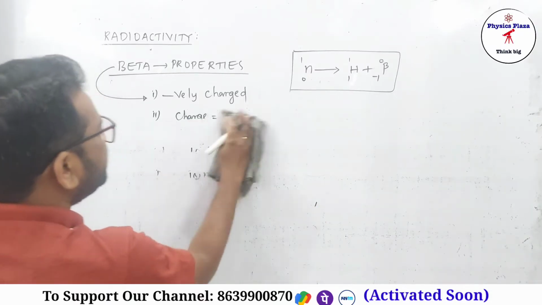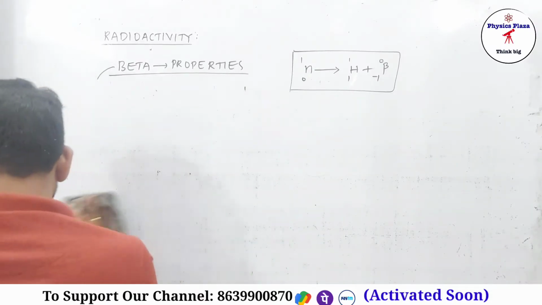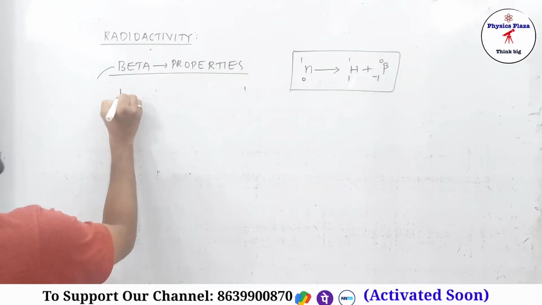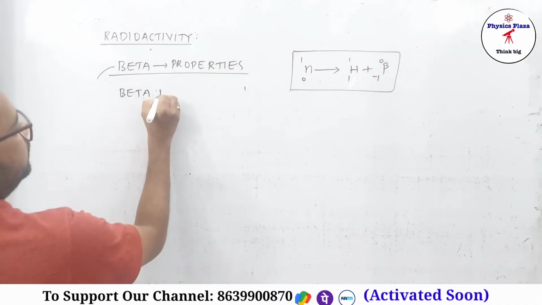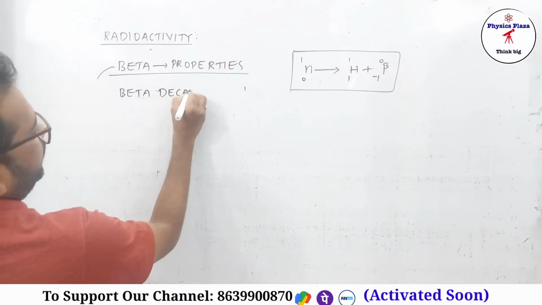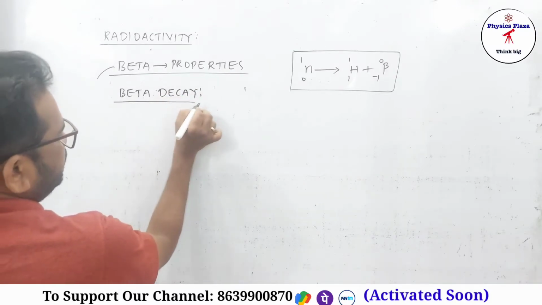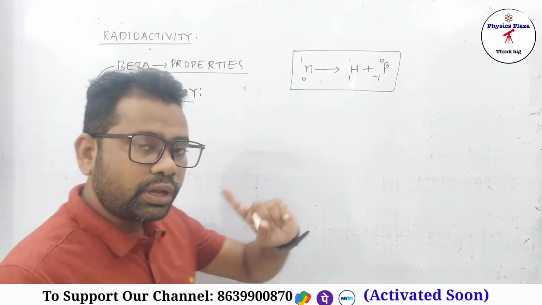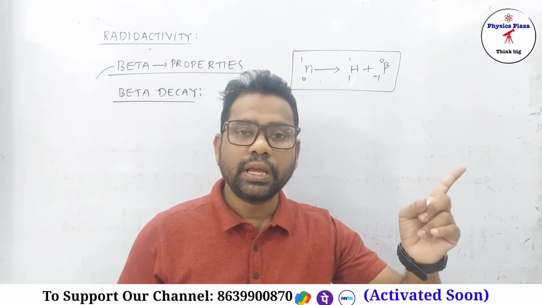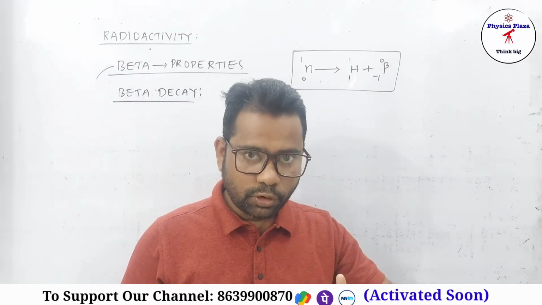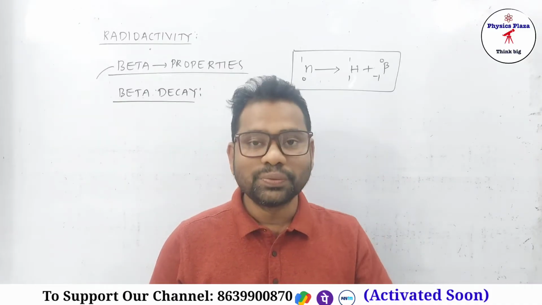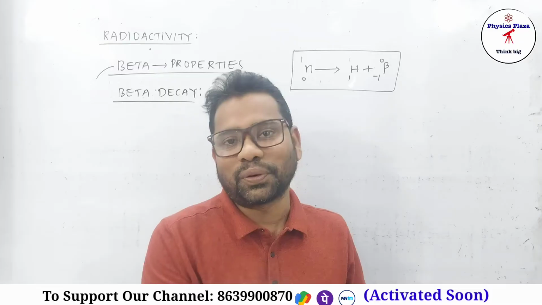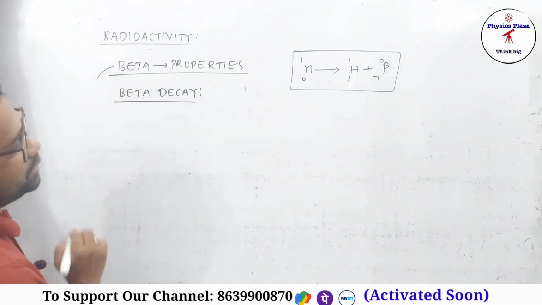Now we see the beta decay. If the radiation consists of beta particles, then we can see the beta decay. So let us see what will happen during beta decay. Children, let us recall what happens during alpha decay. During alpha decay, atomic number is reduced by 2 and the mass number is reduced by 4. Okay, fine. So now it's a beta decay.